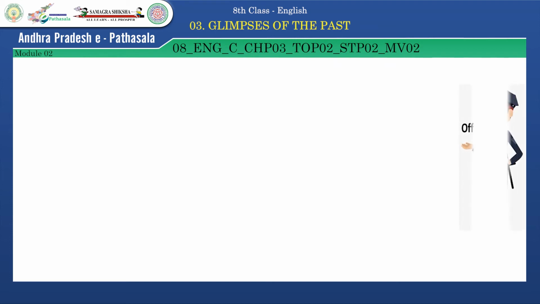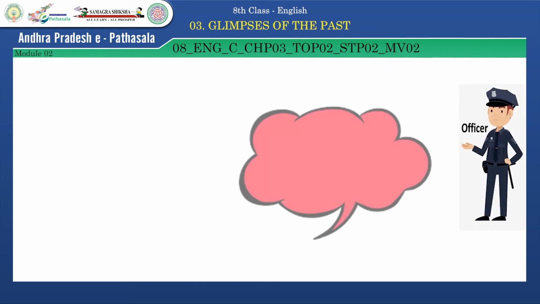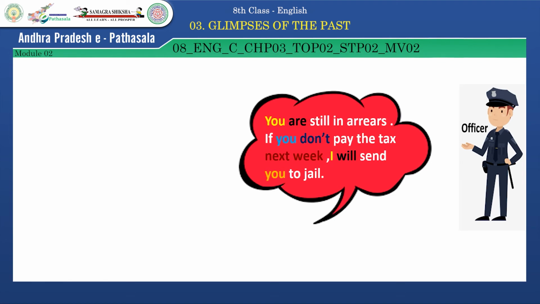Now let's see the actual words of the officer. You are still in arrears. If you don't pay the tax next week, I will send you to jail. So the officer is giving a reply to the first farmer's question.